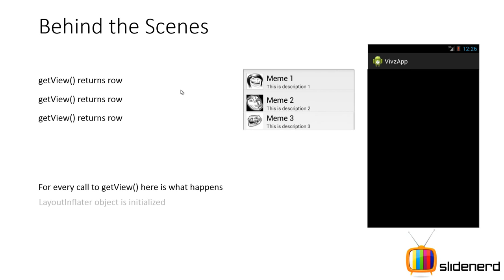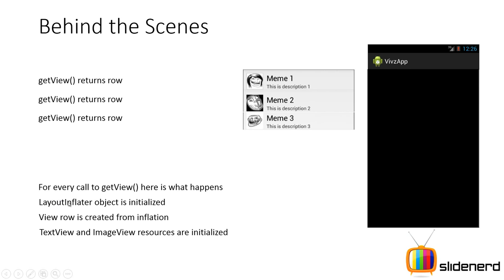Now if you notice, each call to the get view method, here is the following list of things that happen. There's a layout inflator object being created so that you can actually inflate from XML to Java. Now I have discussed layout inflation in my playlist. If you guys are new to this, please go ahead, check that out in my playlist. And then there's this view row object which is being created from inflation. Text view, image view resources are being initialized. As you guys notice over here, this is one image view, this is one text view, this description part is another text view, and all these objects are being created every time for every single row. That is actually a lot of memory being used on the runtime, alright.